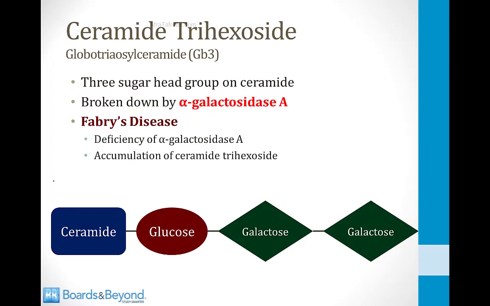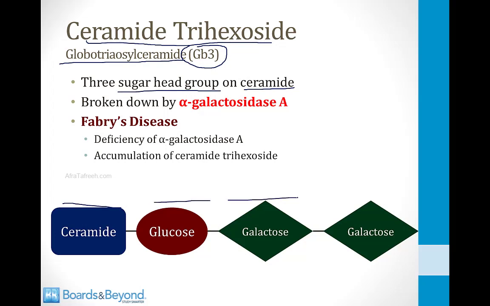The first lysosomal storage disease we'll discuss involves abnormal metabolism of ceramide trihexoside. This also goes by the name globotriacylceramide or GB3. And this structure contains a ceramide molecule, like I showed you on the last screen, connected to a 3-sugar head group. There's a ceramide connected to glucose and then 2 galactose molecules. And this structure is broken down inside of lysosomes by an enzyme called alpha galactosidase A.